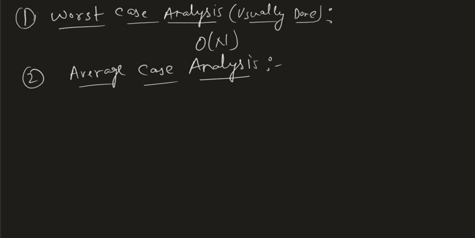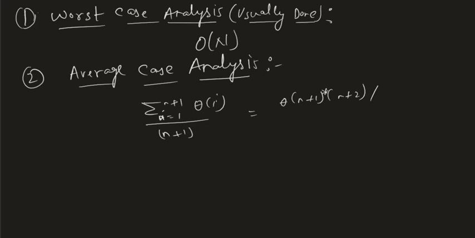Following is the average case time complexity of the above: summation from i equal to 1 to n plus 1 of theta i, divided by n plus 1, means theta of (n plus 1) into (n plus 2) divided by 2, upon n plus 1. That is big O and theta of n.